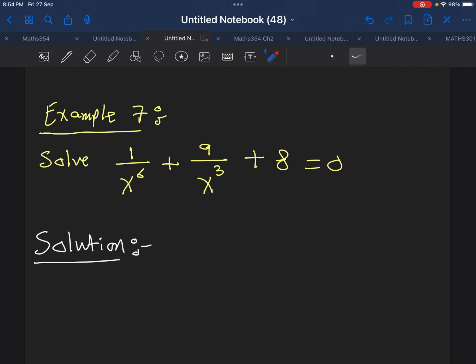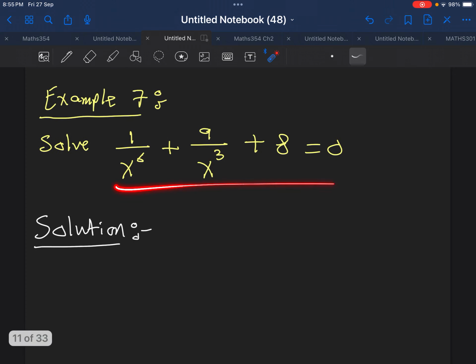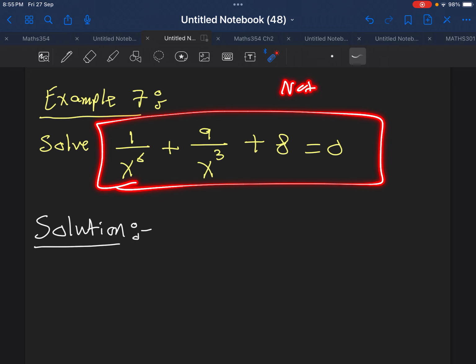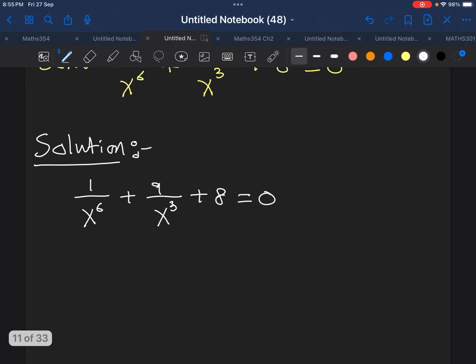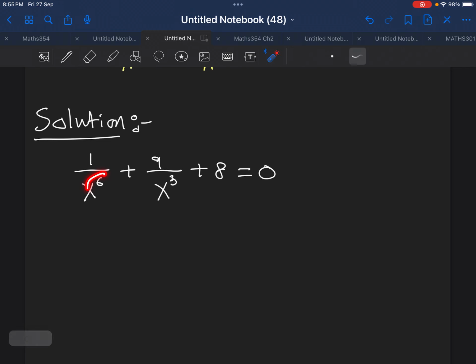Example 7 is a very nice example because the equation here is not quadratic, but again, we will use the idea of a quadratic equation to solve it. How are we going to use it? I want you to focus with me on this. If you look at this one, this is power 6 and this is power 3. So it's almost half. So if you agree with me, I can do something here.